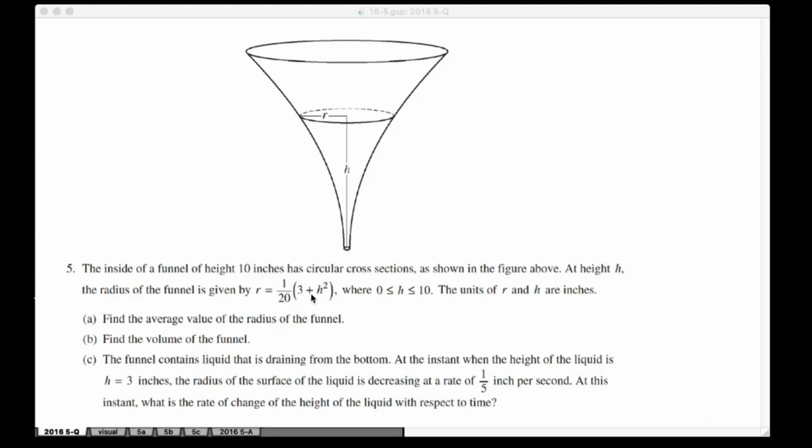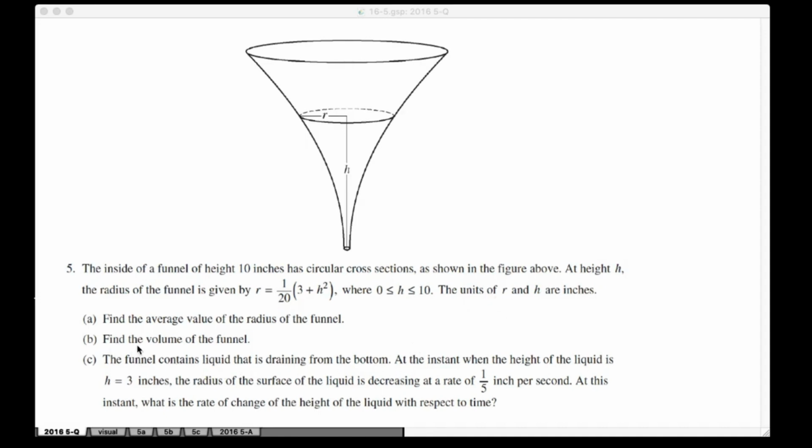you put a height of 0 in here, the radius would be 3/20. It's very small, close to 0. And if you put a 10 in there, the height of 10, you get 100 plus 3/20, which is close to 5. So when the height goes from 0 to 10, the radius basically goes from about 0 to 5. Okay? It says the units of the radius and the height are in inches.